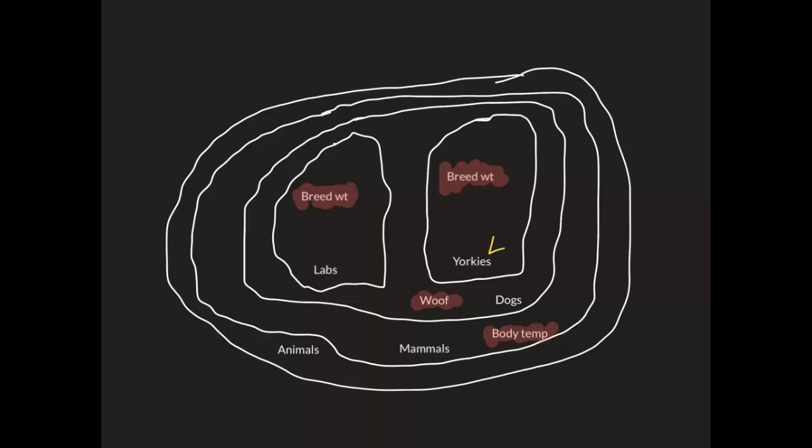So now let's talk about subclass and superclass. All Yorkies are dogs, so everything that is true of a dog is also true of a Yorkie, but Yorkies have some extra stuff that dogs don't have. So we say that the Yorkie, which is the subset, is the subclass of dogs. Dogs, which is the superset of Yorkies, is the superclass of Yorkie.